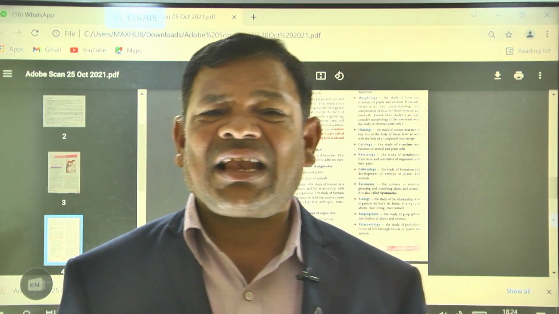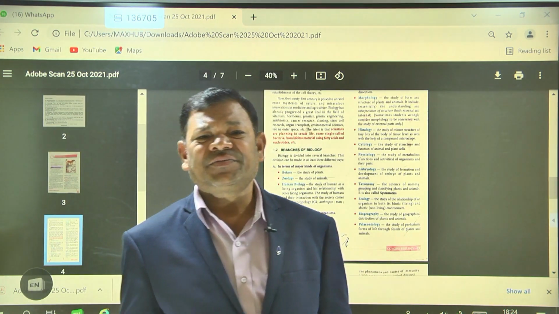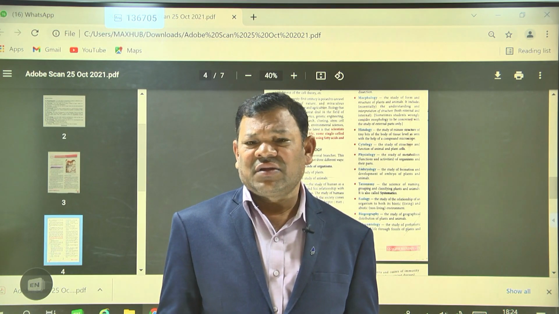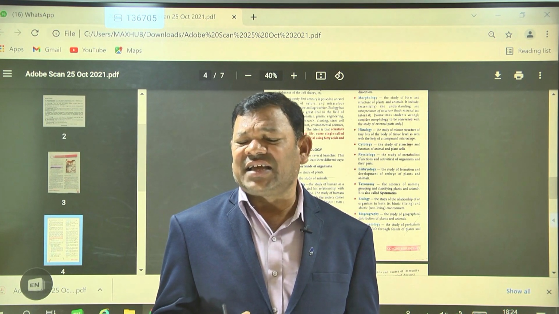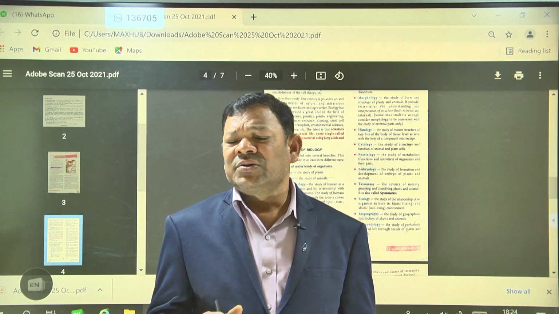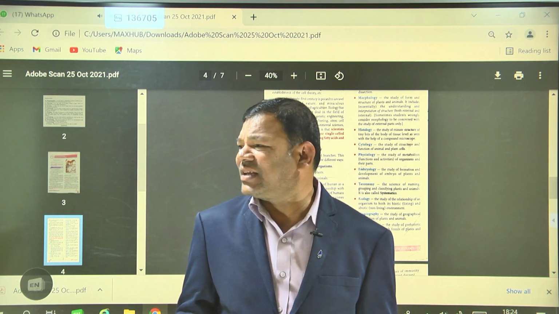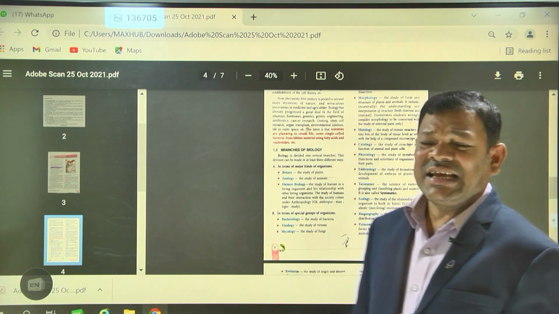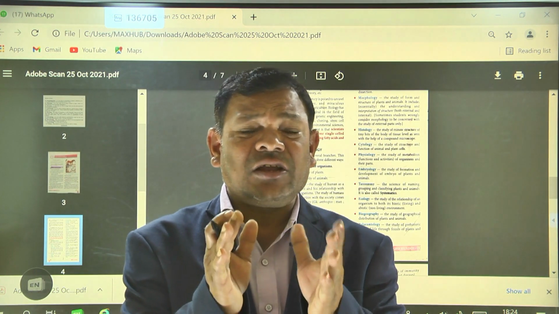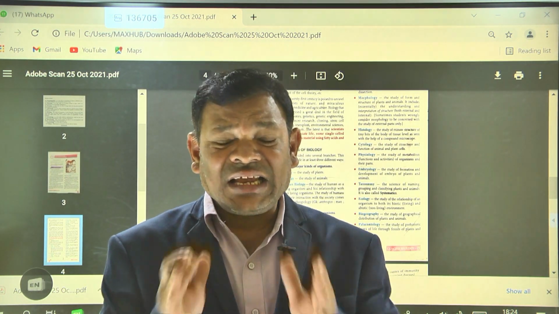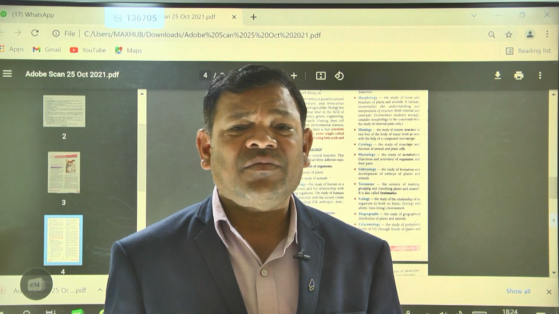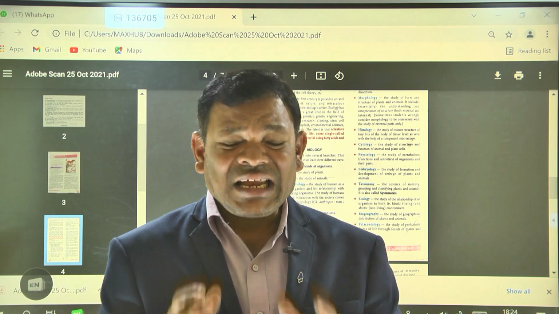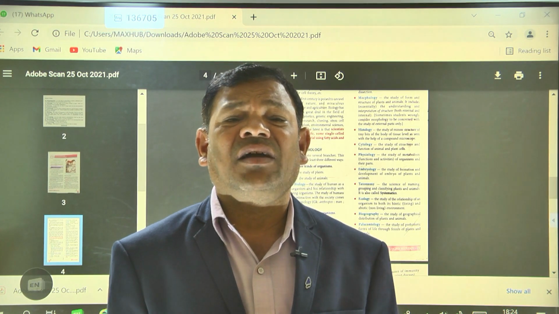Who discovered the cell? Robert Hooke discovered the cell. Yes or no? So Robert Hooke discovered the cell. Cell is the structural and functional unit of the living organism. Cell is the basic unit, the building block, and the fundamental unit of the living organism.